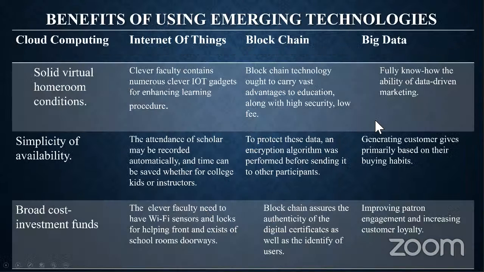So these are, in this slide, the benefits of some of the emerging technologies in different papers. In cloud computing, we have solid virtual classroom conditions, and in another paper, the simplicity of availability and broadcast investment funds. In Internet of Things, the smart school contains numerous smart IoT gadgets for enhancing the learning process. The attendance of students may be recorded automatically and time can be saved, whether for students or teachers. The smart school needs to have Wi-Fi sensors and locks for helping the front-end presence of the classroom's doors.